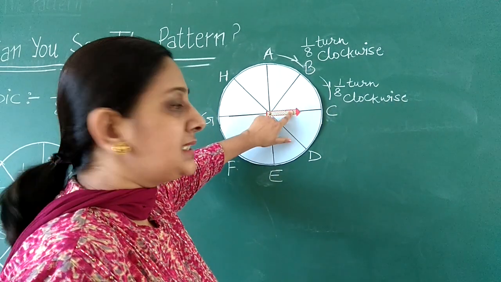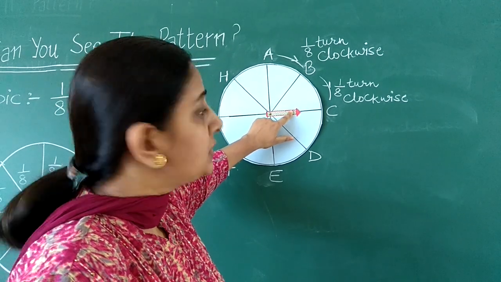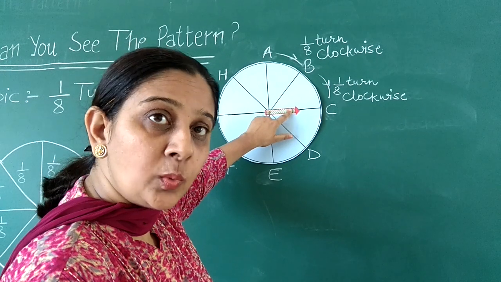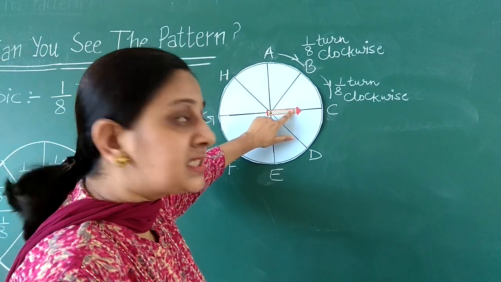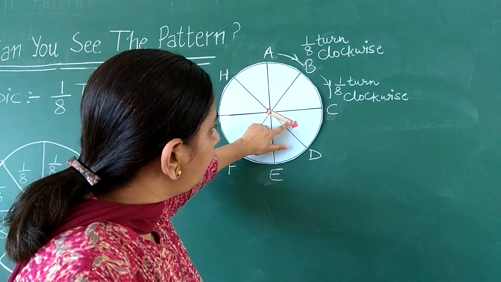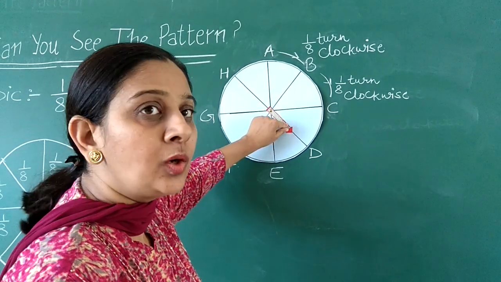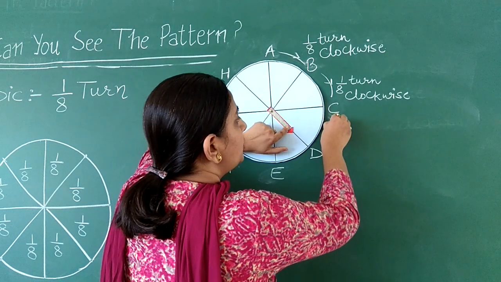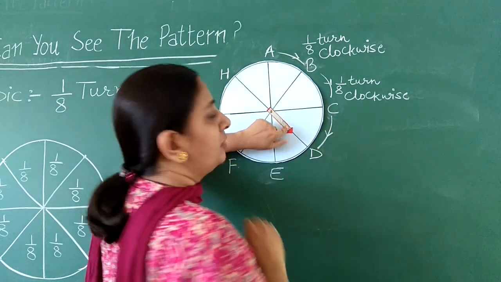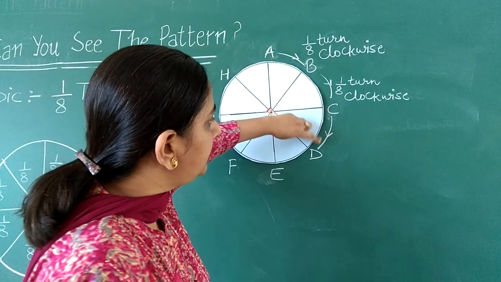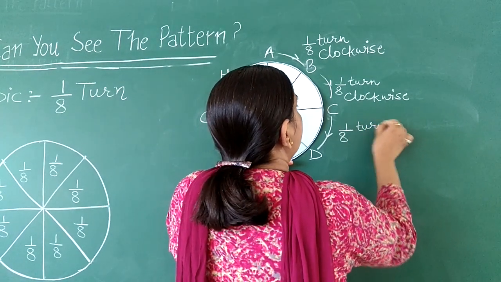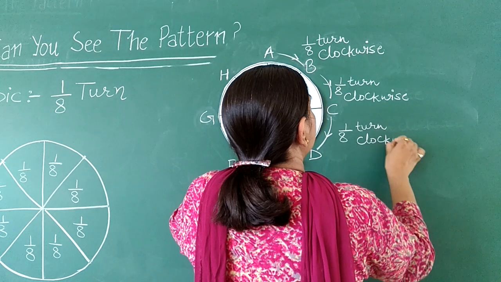Now let us consider this is the original position of pointer. So where it will be pointing after taking 1 by 8th turn in clockwise direction? First it will start from here and it will cover 1 by 8 part of the circle and now it will be pointing towards letter D. So the changing position of this pointer from letter C to letter D, we will call it as 1 by 8th turn in clockwise direction.